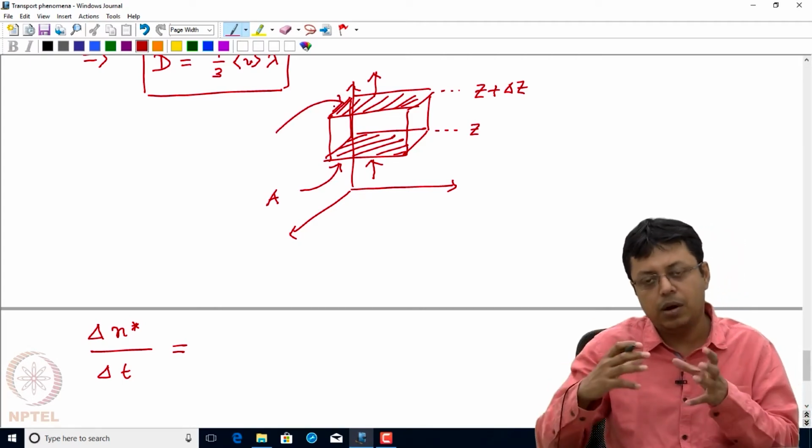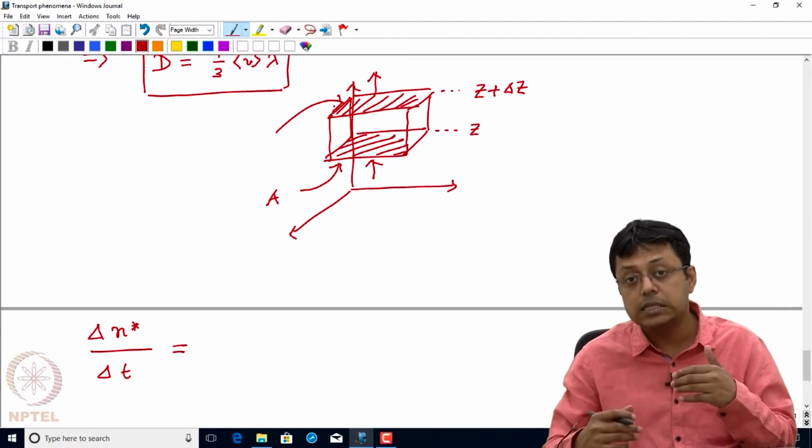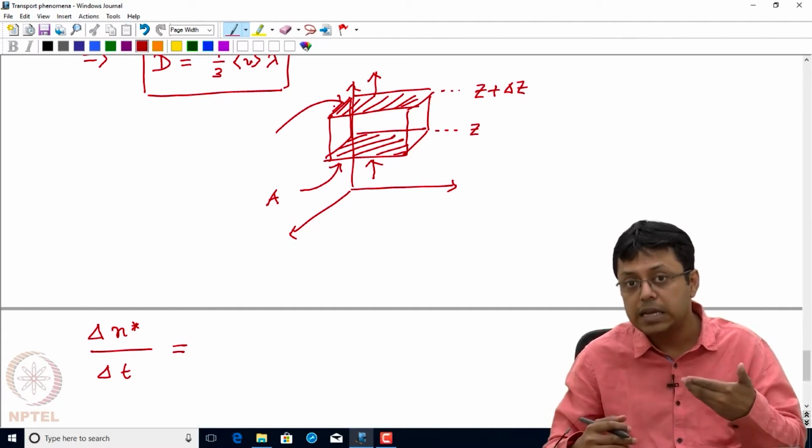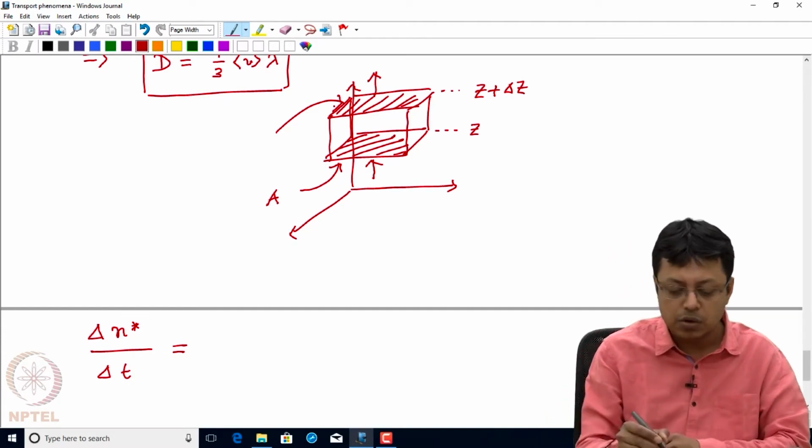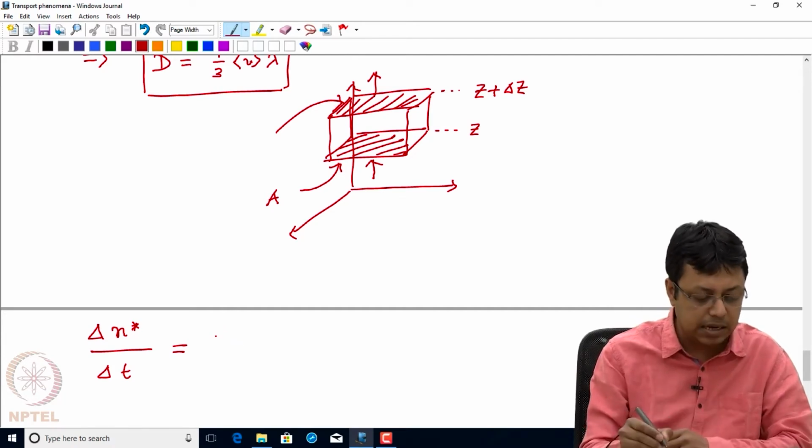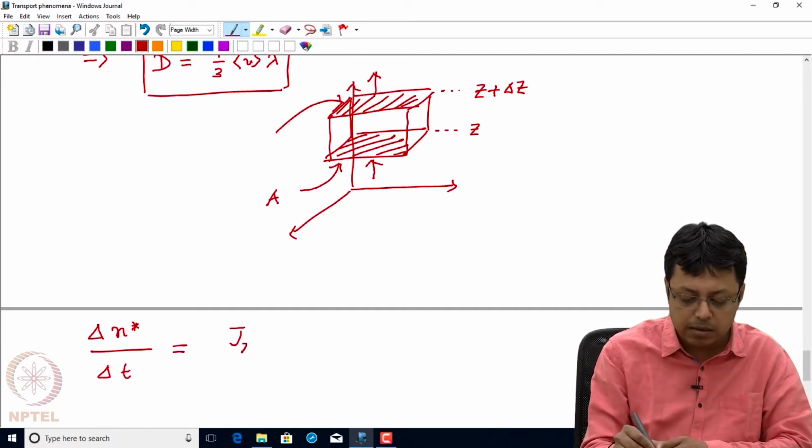And then what we are going to calculate, we know the flux. So flux is the number of molecules changing per unit area per unit time. So suppose in delta t time, the flux basically changes by this amount.